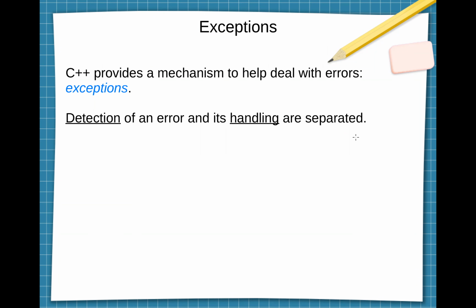So C++ does provide a mechanism to help deal with errors, called exceptions, right? The detection of an error and its handling are separated, and it once again makes our life easier in terms of how we can arrange it. We deal with the detection and decide for ourselves whether we throw exceptions or not. Because we might decide that we are not going to throw them and it will be dealt with somehow, or we can decide, yes, we will be throwing the exception, and then the user will have to catch them and handle them.